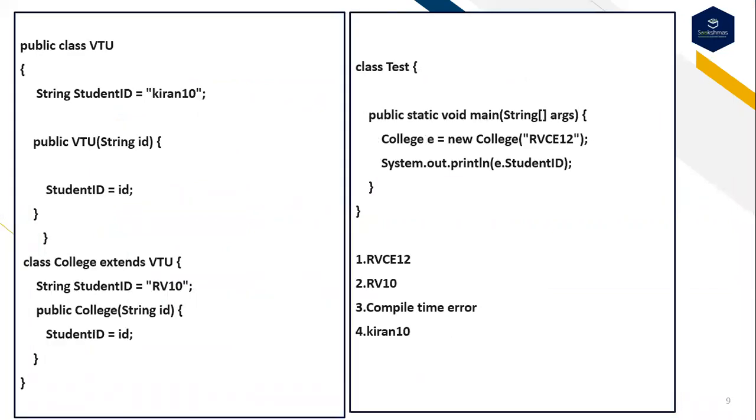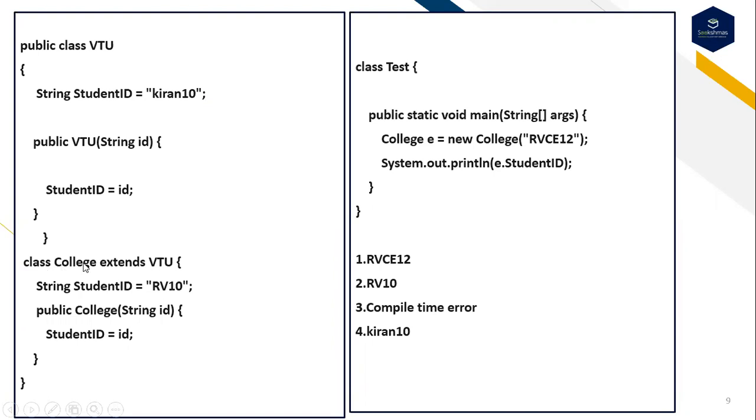We'll go for the next question. The next question is public class VTU. We have a student ID belonging to the string, assigned Kiran followed by 10. Here we have a constructor public VTU(String id). This is a one-argument constructor. We are assigning the local variable to the instance variable of the class called VTU.